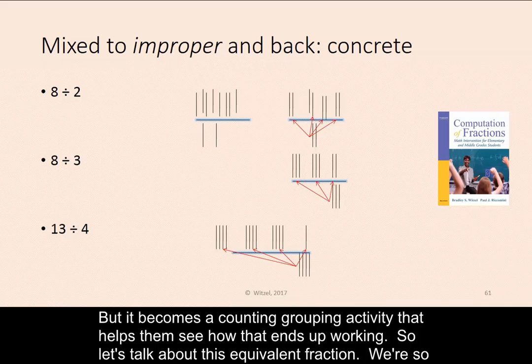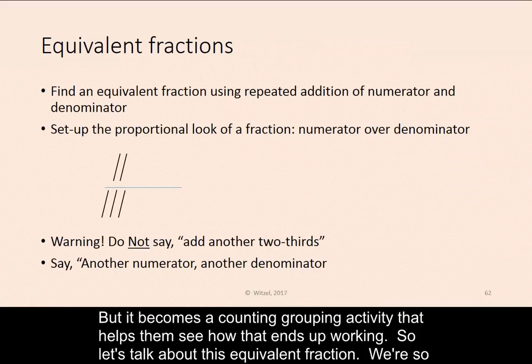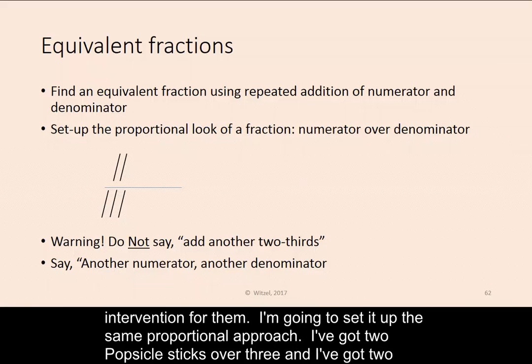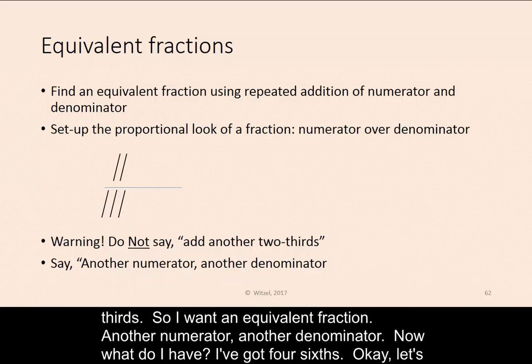So let's talk about equivalent fractions. We're so used to trying to set this up and making this complex, but a student who's really weak in their computation may struggle. So this is an intervention for them. I'm going to set it up the same proportional approach. I've got 2 popsicle sticks over 3, and I say I've got 2/3. So I want an equivalent fraction. Another numerator, another denominator. Now what do I have? I've got 4/6. Okay, let's do it again. Another numerator, another denominator.